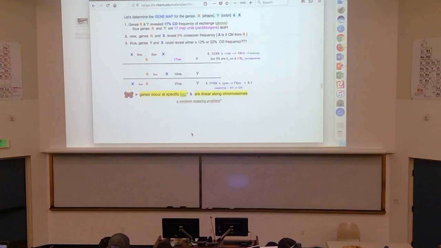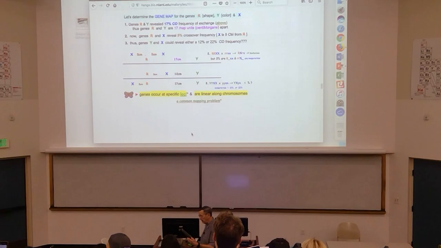Now let's get complex. Here's what we just did. We looked at the genes R and Y, and we found that 17% crossover frequency occurs, and therefore I'm going to say that those two genes are 17 map units, or 17 centimorgans, from each other. Now what I want to do is map those two genes relative to other genes that occur in this particular chromosome, like a gene X. So what do I do? Well, I start with a cross of the genes R and X. I start with homozygous dominant, cross it to homozygous recessive, I get an F1, and then I do a test cross.